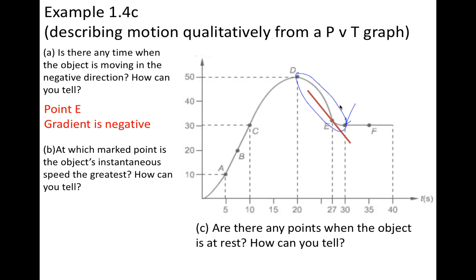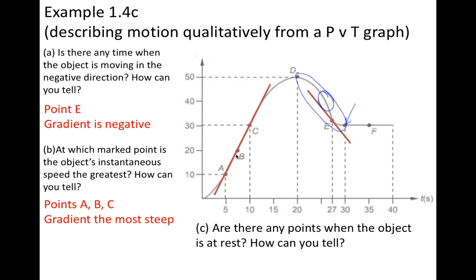Part B asks, at what marked point is the object's instantaneous speed the greatest? Well, points A, B, and C all appear to be in a line. The graph is linear between those points, and that's the part where the gradient is the most steep at a marked point. You might be able to say that the graph is significantly steeper, maybe around this point right here, but that's not a marked point. So the steepest marked points are A, B, and C. So that's where they have the greatest speed.